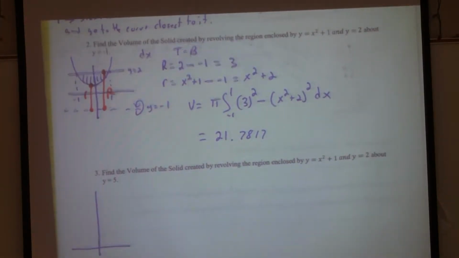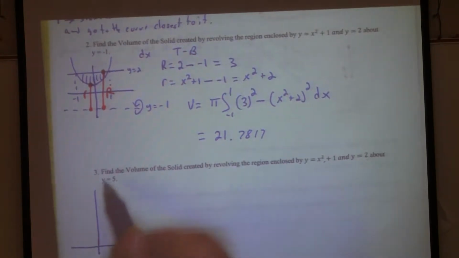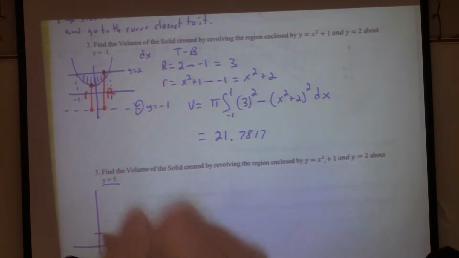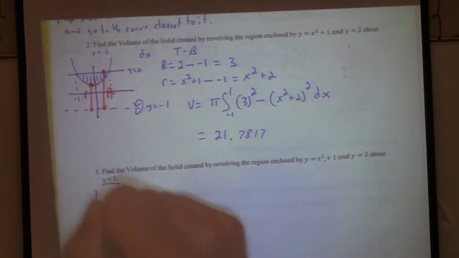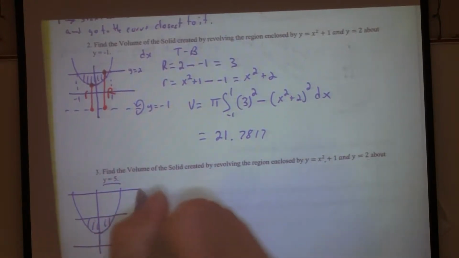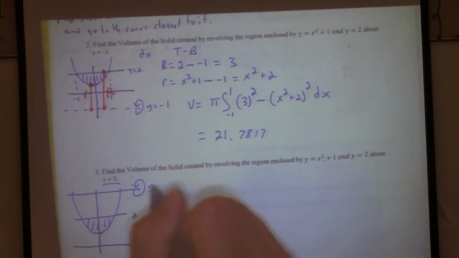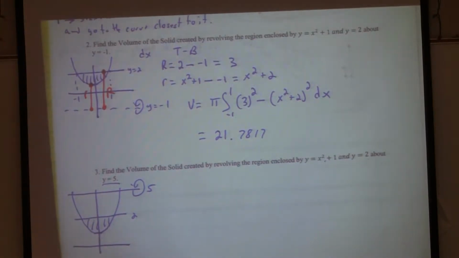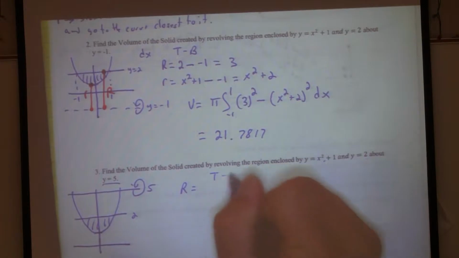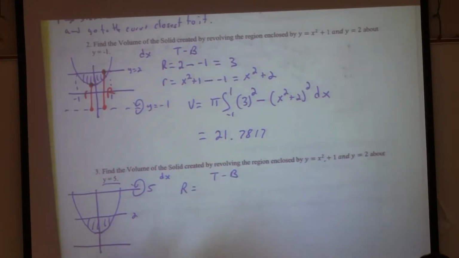So it's the same area, but now it's revolved around y equals 5. Here's the plus 1, here's the y equals 2. Now we're revolving it around the line y equals 5, which is up here. Is this still a dx problem? Yes. So we're going to do top minus bottom, because it's still a dx. So for big R, what's it going to be?